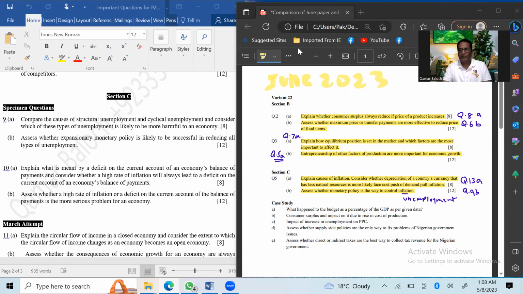Yeah, the paper you are watching on the screen on the right hand side, this is exactly the paper that happened a few days back. It happened on the 6th of this month, and today it is the 8th. So this is the June 2023 exam paper.